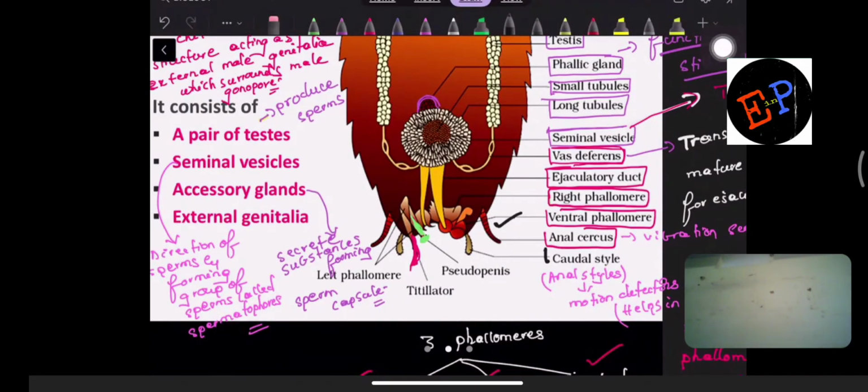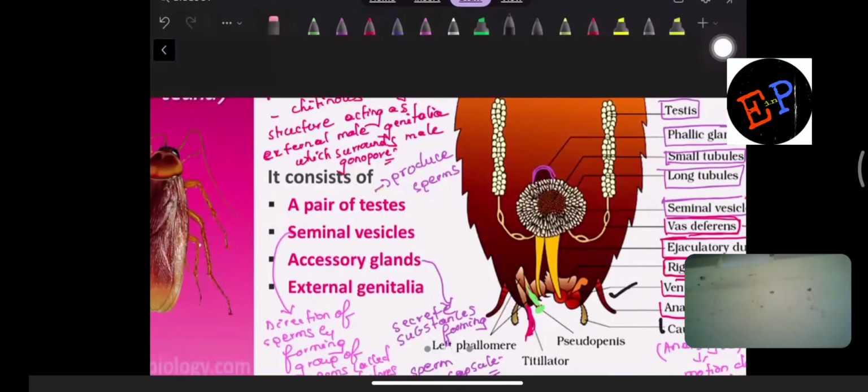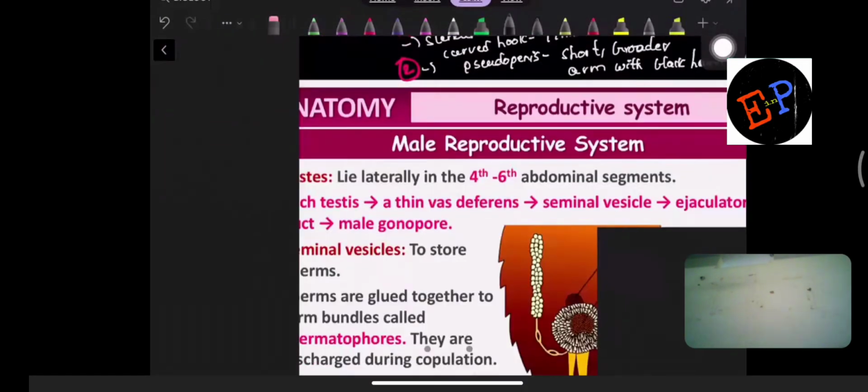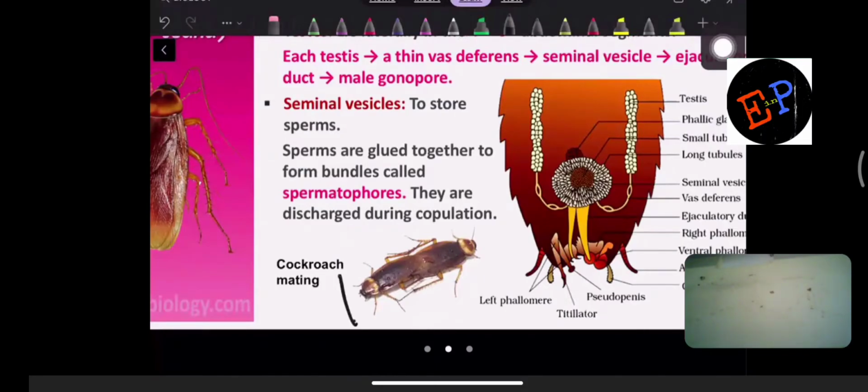Okay, coupling of cockroaches, the diagram is present somewhere. Let us see. See here, see how cockroaches are mating with each other. Two tails are joined together. Parallelogram rule of addition.